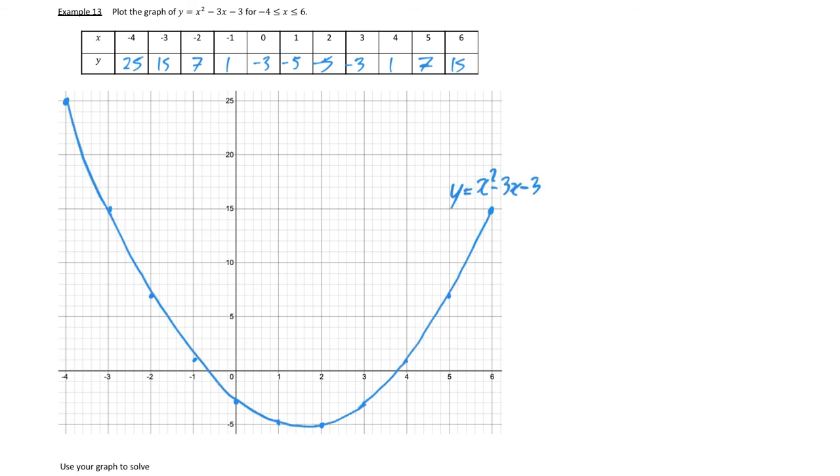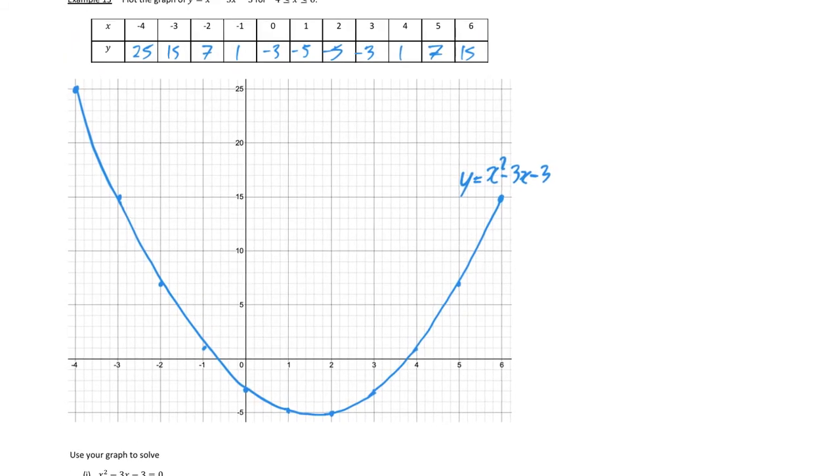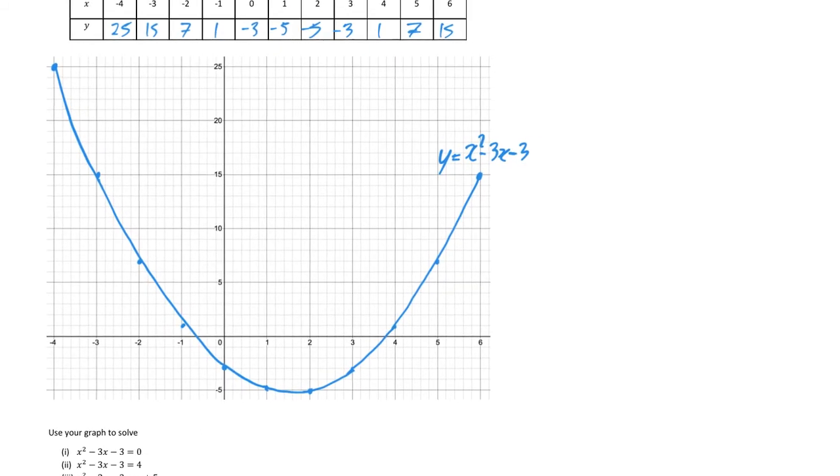Okay, you can see I've got my curve drawn, not too bad. We have a few questions here. I'm going to do them at the side so that we can still see our graph. So part 1, we were asked to solve x squared minus 3x minus 3 equals 0. So for this one, you're just going to draw y equals 0. Now y equals 0, remember, is the x-axis. So you want to then just see where your curve crosses the x-axis.